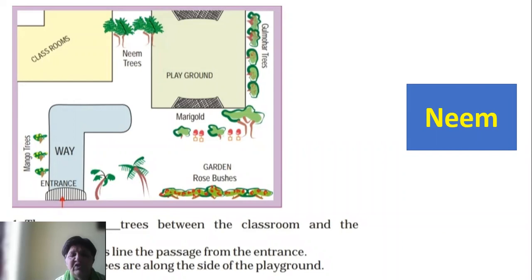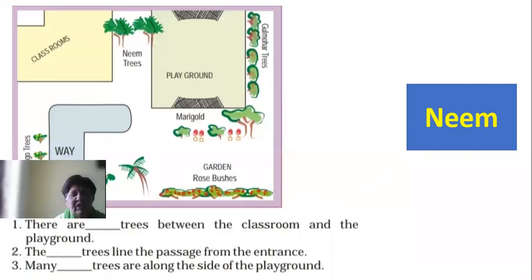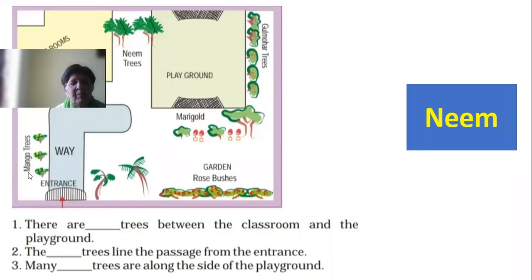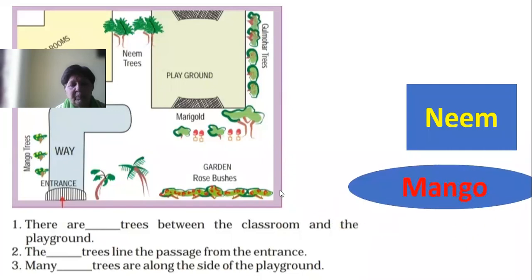There are dash trees between the classroom and the playground. Here you can see this is the classroom and here there is a playground. In between which trees are there? Yes, there are neem trees. Then second is the dash trees line the passage from the entrance. In the passage from the entrance, you can see here there are mango trees. So the answer is mango trees.